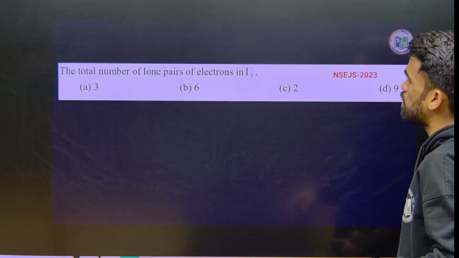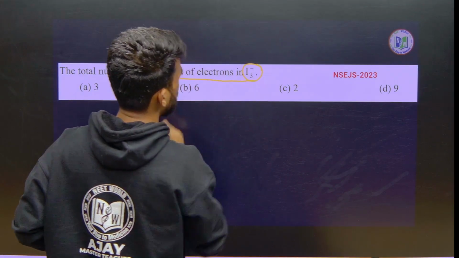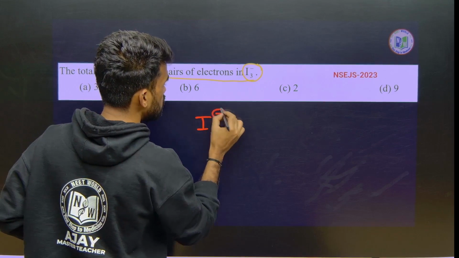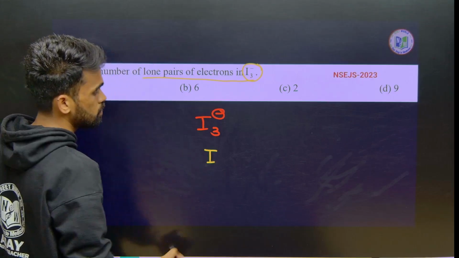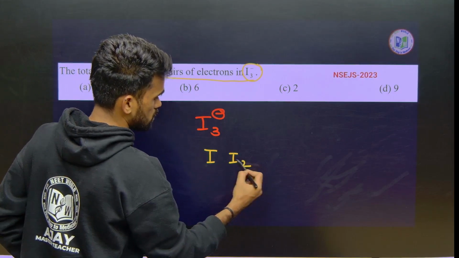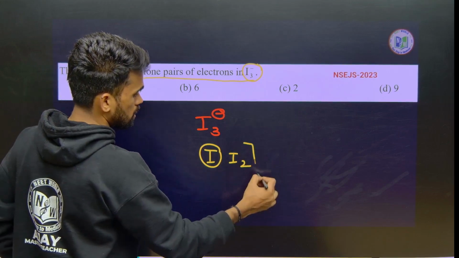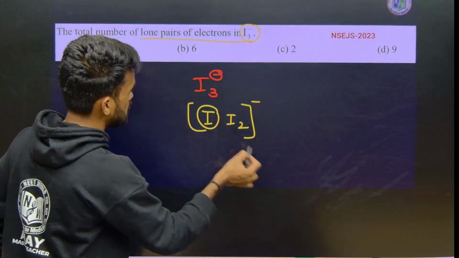Okay, let us move further with one more question: the total number of lone pair electrons in I3 minus ion. So now look at here, I3 minus ion is there. What is the central atom here? I can write this: iodine is the central atom. The surrounding atoms are also iodines only, like this. So one iodine is the central atom, and the remaining two are surrounding atoms. The total charge is minus, right? So now just consider the central atom iodine.